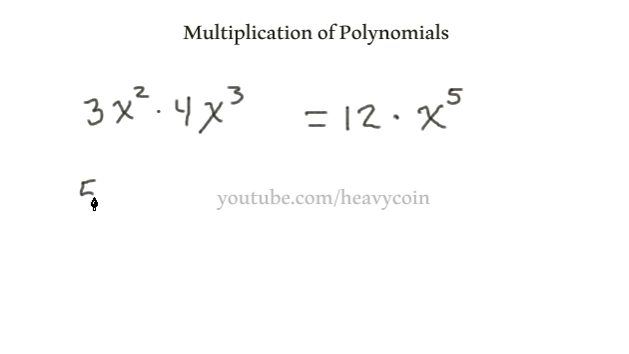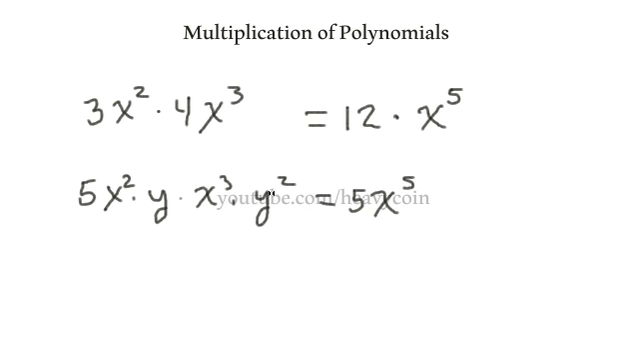Alright, let's do another one. Let's say I had 5x squared y times x to the third y squared. So we want to look at the terms that are alike. Well, we have x squared, we have x to the cube, so we just add their exponents. That becomes x to the 5th. I'm going to carry this 5 over, and then that would become y to the third.